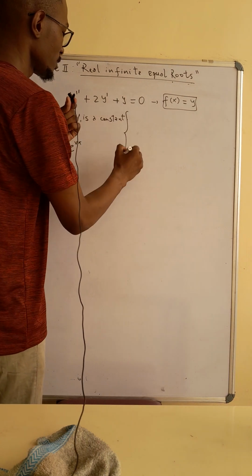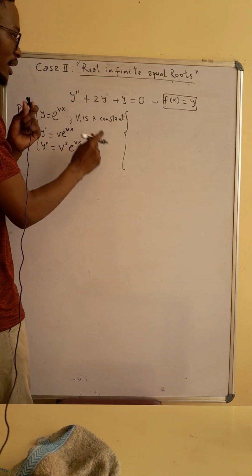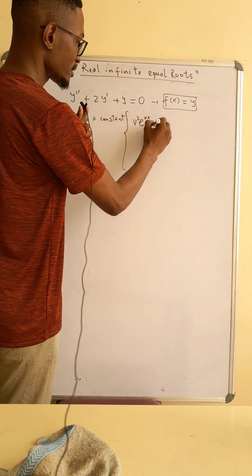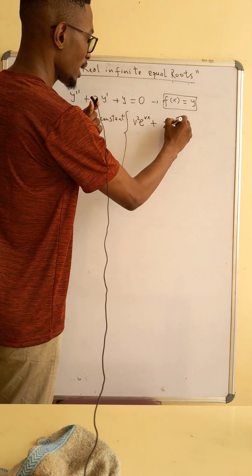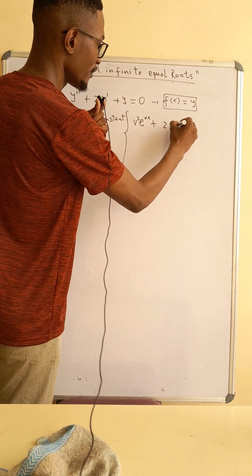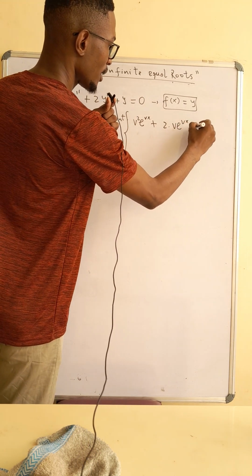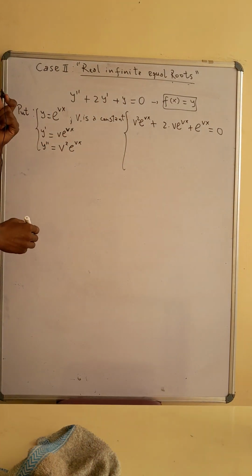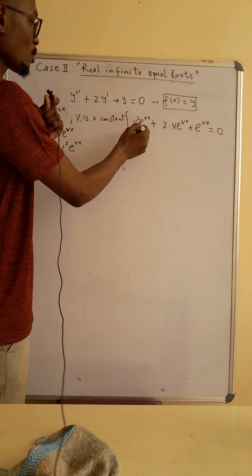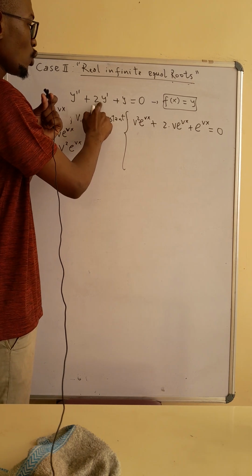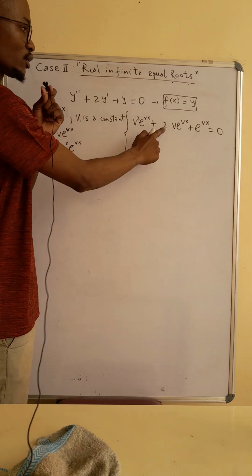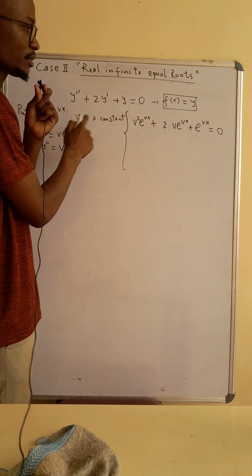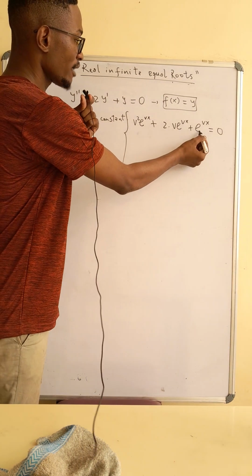Now that you found what is y dash and y double dash, what's the next step? I will substitute these expressions in this equation. Substituting, you're going to have v square Euler vx plus 2 times v Euler vx plus Euler vx equal to 0. Isn't it true? Yes, it's true, because this one is y double dash, then 2 times y dash, where y dash is this, then y is this one. Now we have just found this equation.